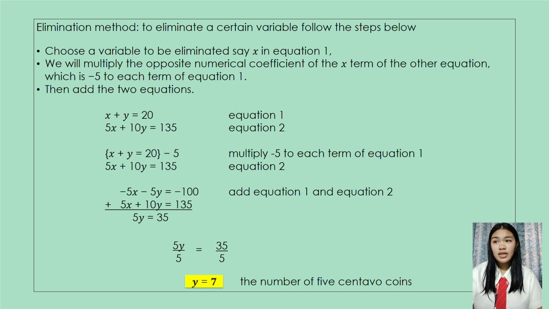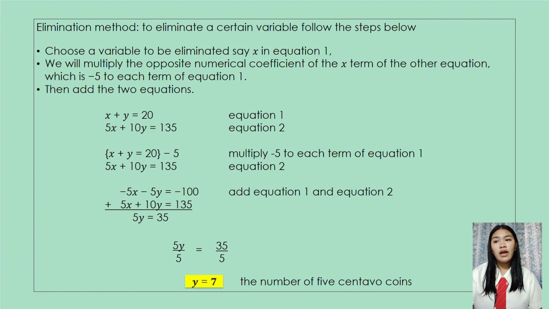So to eliminate a certain variable, we will follow the steps below. Choose a variable to be eliminated, say x in equation 1. We will multiply the opposite numerical coefficient of the x term of the other equation, which is negative 5, to each term of equation 1. Then add the two equations. So we will just follow the steps.